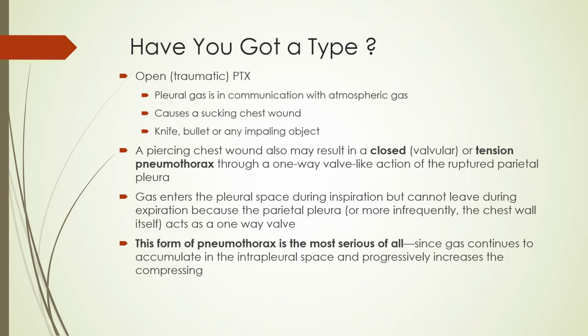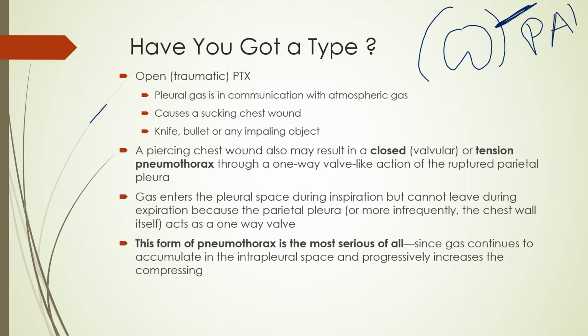All right, so open or traumatic pneumothorax, usually this is gas in communication with the atmosphere. So as we're looking at the lungs, there's a dramatic hole. It's in communication with the atmosphere. It's supposed to be atmospheric pressure. So usually this is known as a sucking chest wound as well, because remember, there's negative pressure in the pleural space and atmospheric pressure is positive.